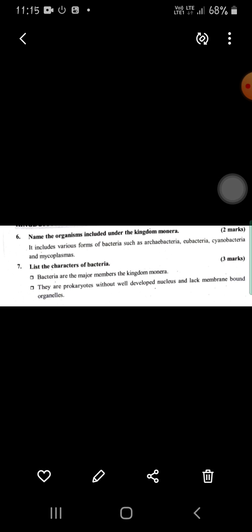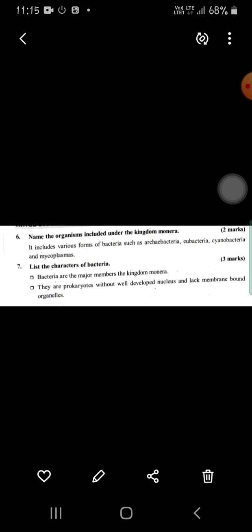And the different forms of Monera, the different organisms included under the kingdom Monera, are Archaebacteria, Eubacteria, Cyanobacteria and Mycoplasma. These are the four types of organisms included under the kingdom Monera, and they may ask this for 2 marks.